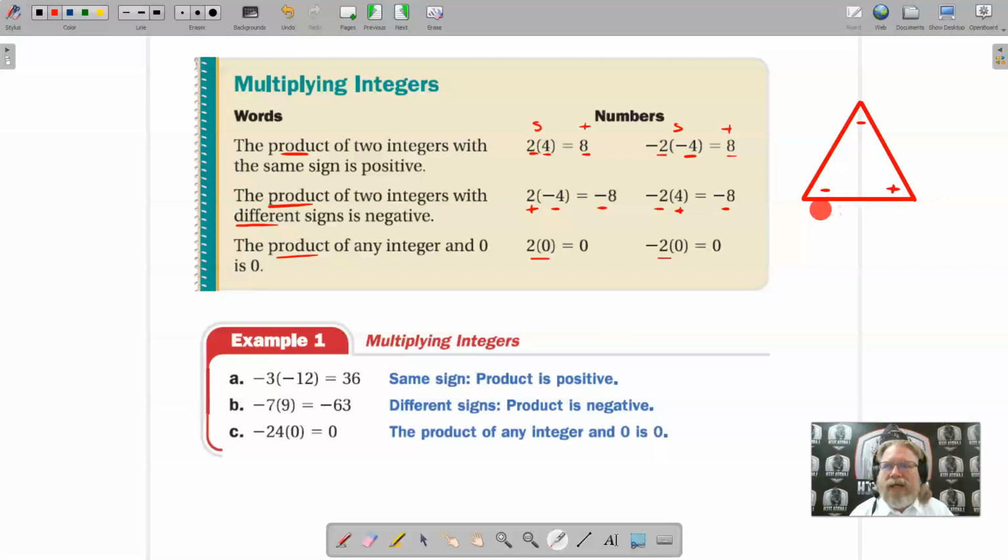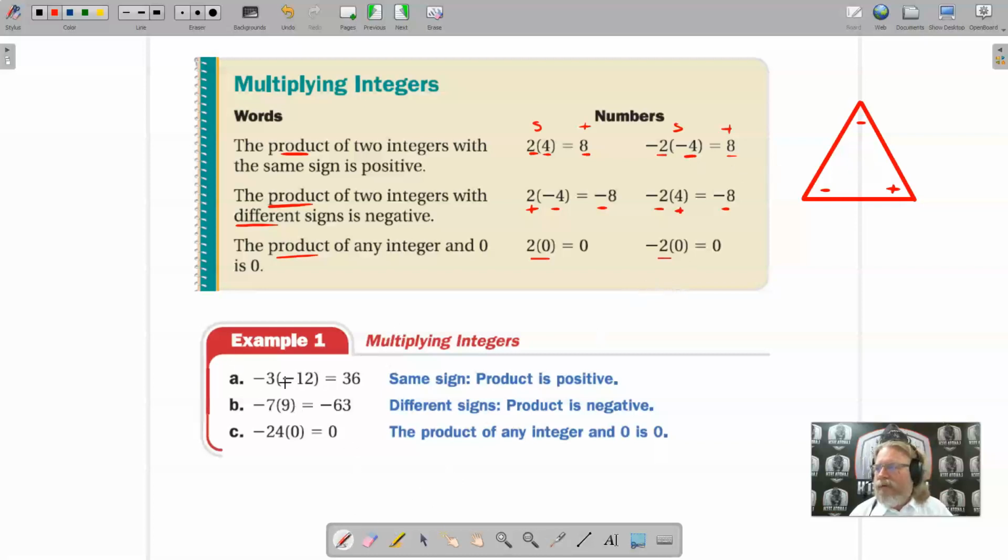And if we took a negative times a positive, cover those up, and you would see your answer is going to be negative. And if you took a positive times a negative, so if you were to cover the positive and negative up, you'd see that you would have a negative left. So if the rules that we see in this table become kind of confusing and you're not sure, you could always make one of these triangles, and that would help you out.